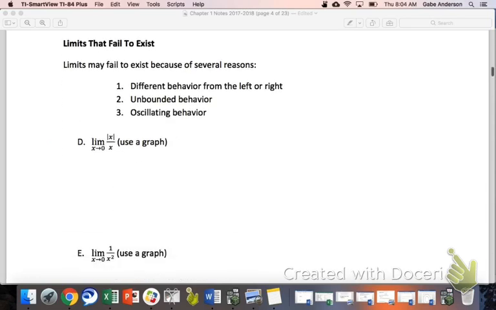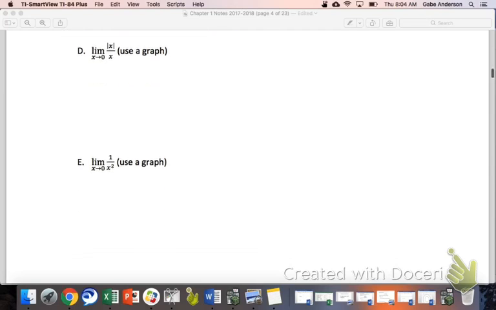So it is possible for limits to not exist, and there are 3 different reasons that could happen. The first one you probably heard of quite a bit last year, different behavior from the left and the right. So that's a possibility. Unbounded behavior, and then the last one, not something we'll make a real big deal about, but oscillating behavior is another possibility as well. So let's take a look at D, and we're going to be using a graph.